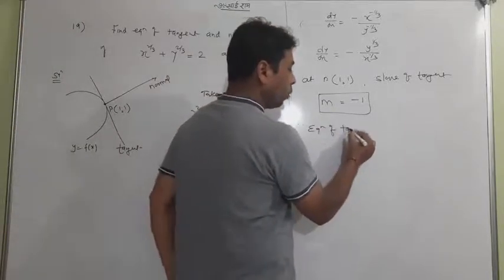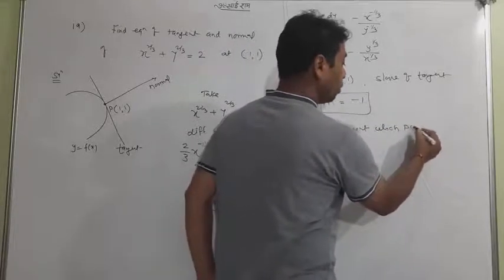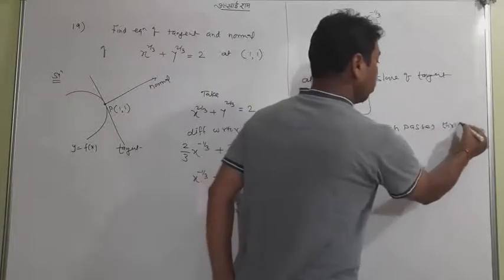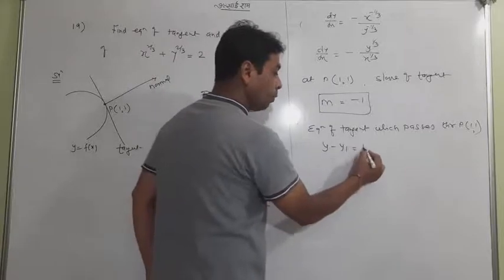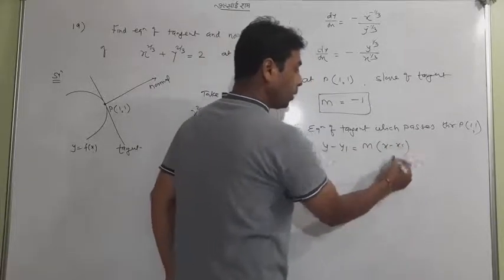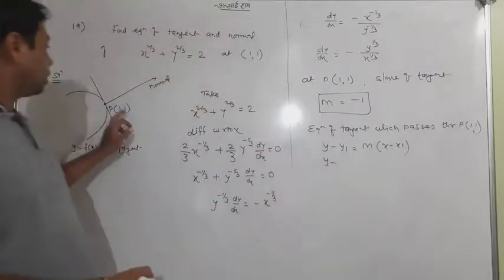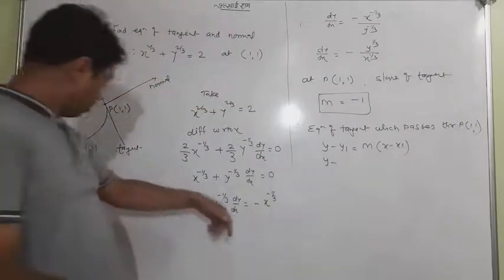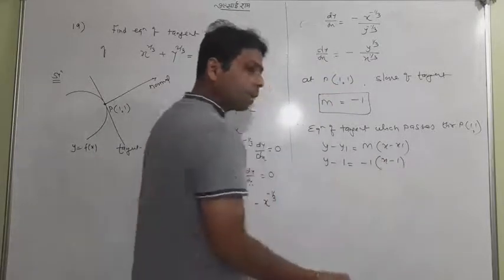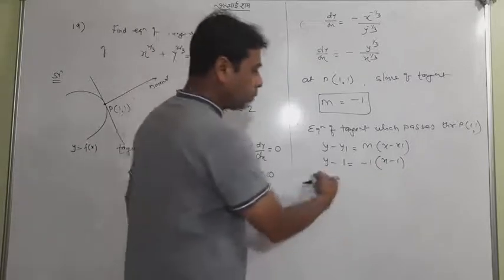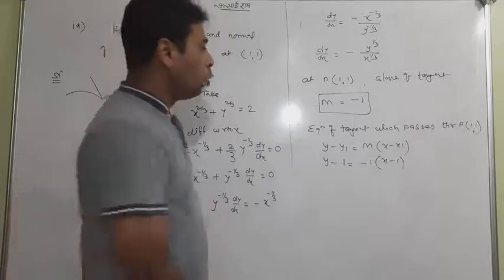Yes. The equation of the tangent which passes through the point (1, 1) with slope m has the formula y minus y1 equal to m(x minus x1). This is the equation of a line. So (x1, y1) is the point through which the tangent was passing, which is (1, 1), and m is minus 1. So solve and get the answer. This is the answer, in a few lines: x plus y minus 2 equals 0, whatever the equation of the line will be.